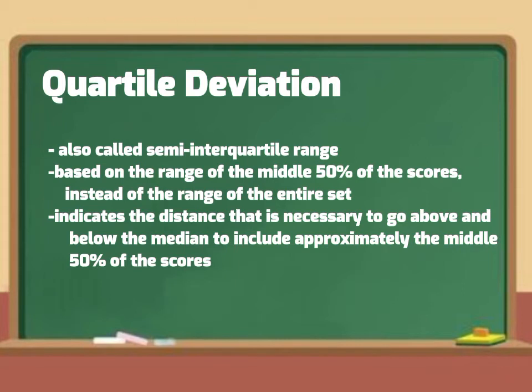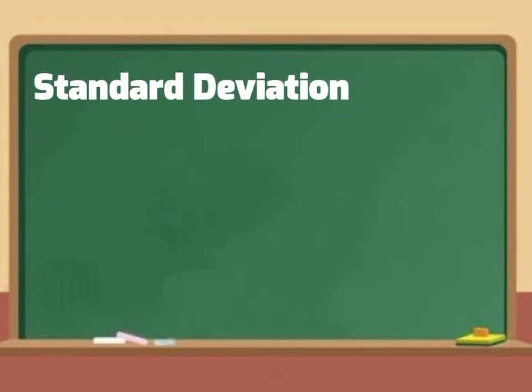The quartile deviation, also called semi-interquartile range. It is based on the range of the middle 50% of the scores instead of the range of the entire set. It indicates the distance that is necessary to go above and below the median to include approximately the middle 50% of the scores.